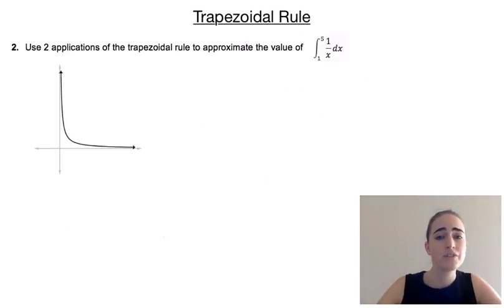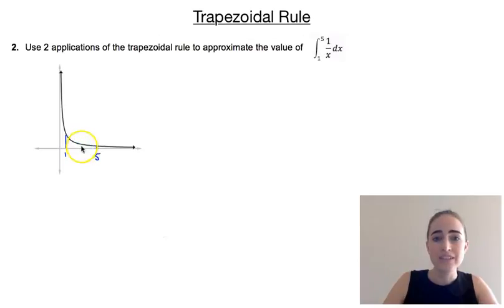Now our second example is almost the same, except this time it's asked us to use two applications of the trapezoidal rule to approximate the value of that same integral. So what we did the first time, if we had our values of 1 and 5, was we drew a straight line between the two, and we found the area of that trapezium.